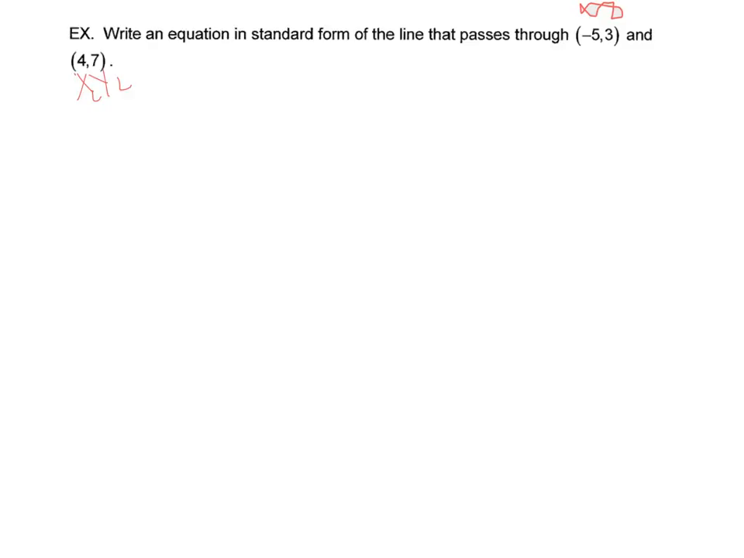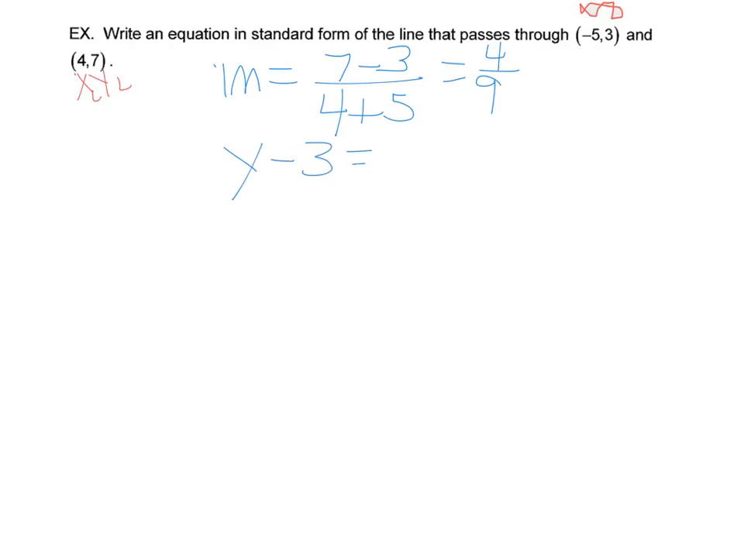So that's m equals y2, which is 7, minus y1, which is 3, over x2, which is 4, minus x1, which is negative 5. So minus a minus would be plus 5. 4 over 9. So that's my slope. Then the next formula is point slope, which goes y minus y1 equals m, which we just found, times x minus x1.